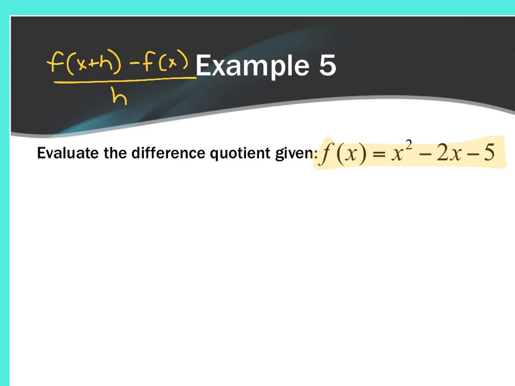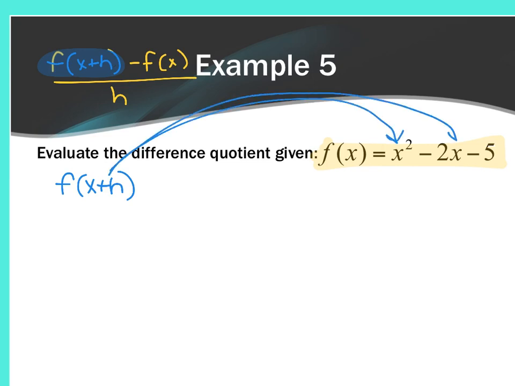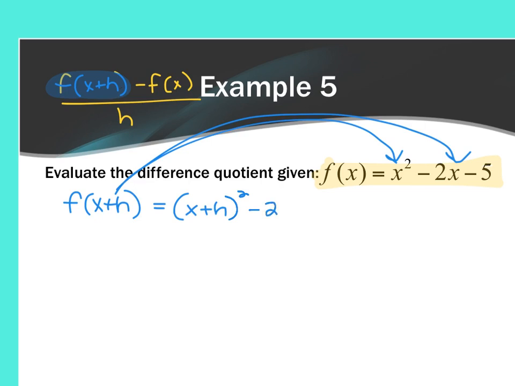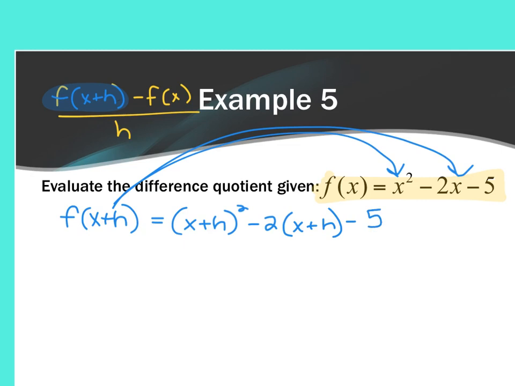So start with f of x plus h. If I just said find f of x plus h, what would you do? Just copy that, but replace your x's with what? X plus h. Everywhere there's an x goes x plus h. So this is going to say x plus h squared minus 2 times x plus h minus 5. You with me so far?